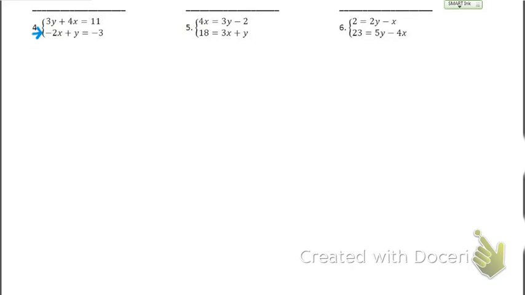And then which variable looks like it's really easy to get by itself, Jen? X or Y? No, I used the second. I used the first one. You used the first one? Okay, you can use the first one.